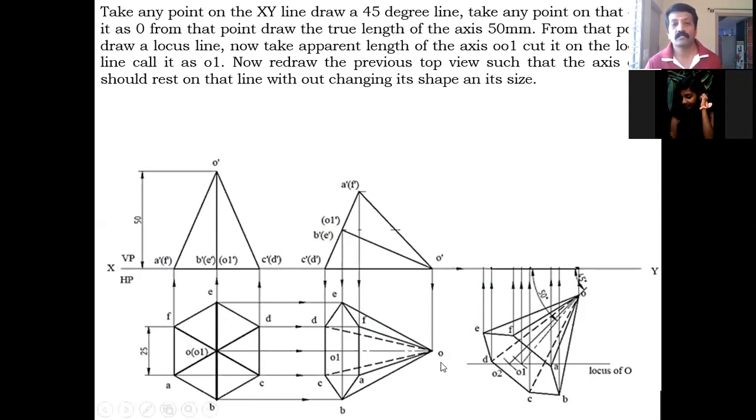So now, without changing anything, you need to redraw it, including the hidden edges and the visible edges, the axis line, everything.